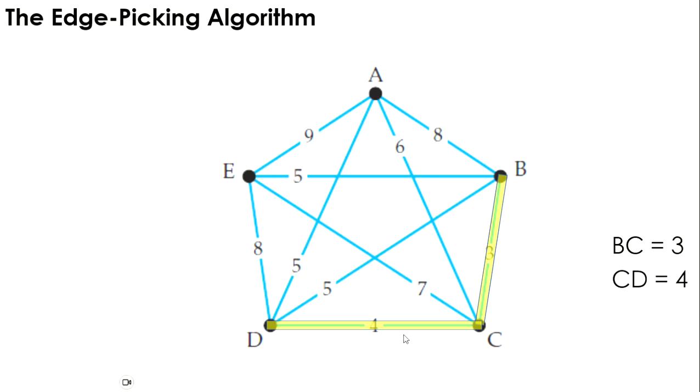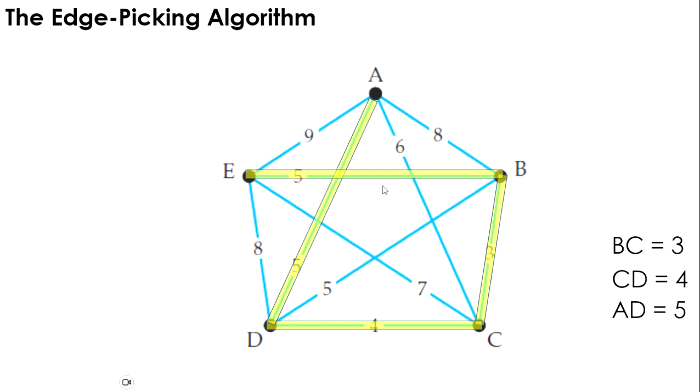Then for the next, 5, we have 3 choices. It's either DB, DA, or EB. But if you pick DB, look at this, there will be a closed path, so there will be a circuit already. So we need to skip BD. But if we pick AD and BE, I think there's no problem with that, because there will be 2 connections only for D and 2 connections for B. So there's no problem with that.